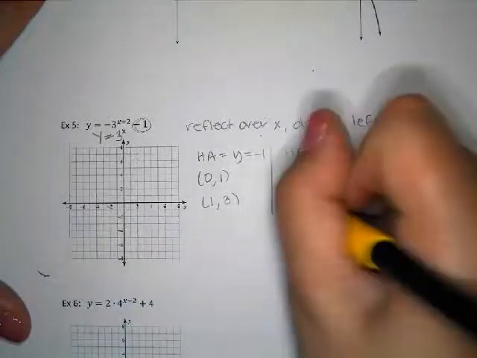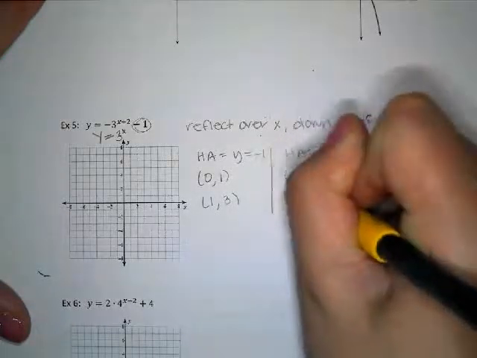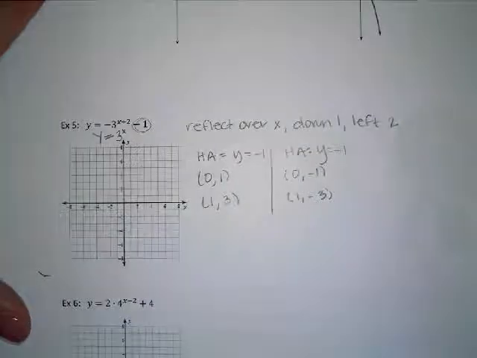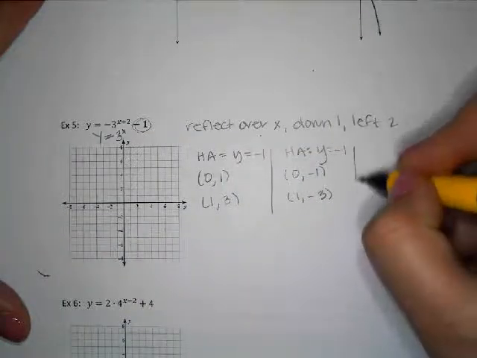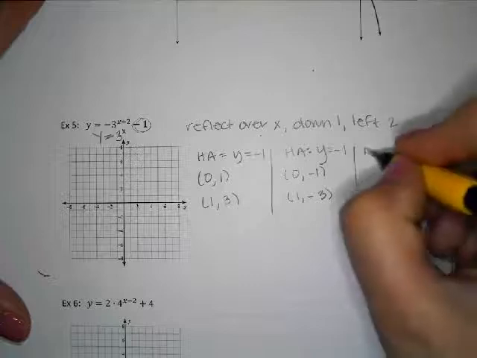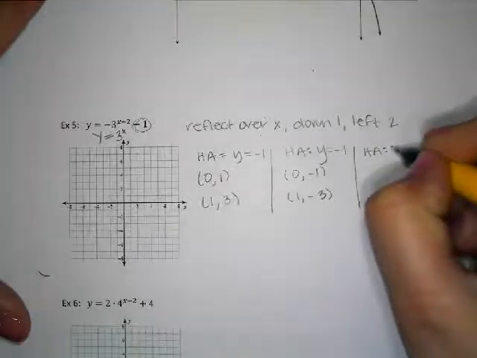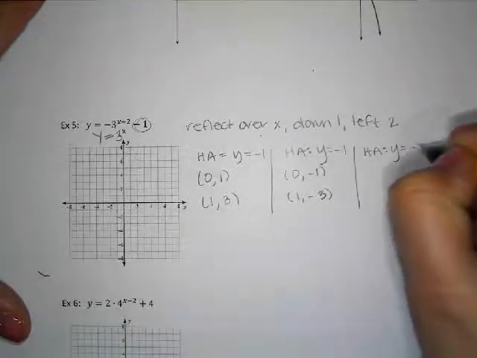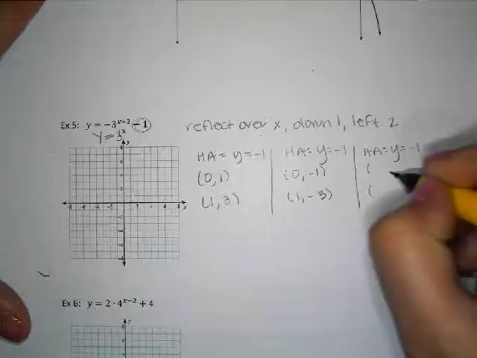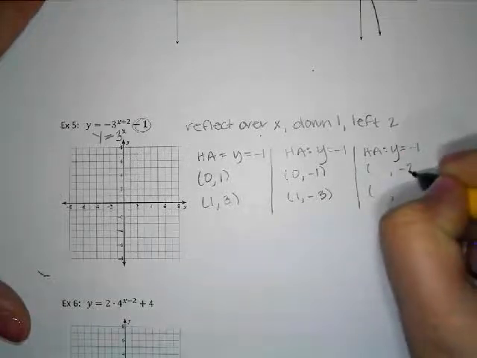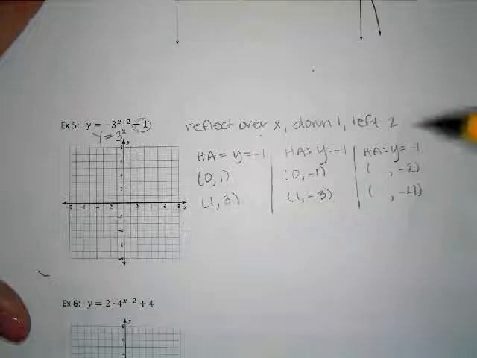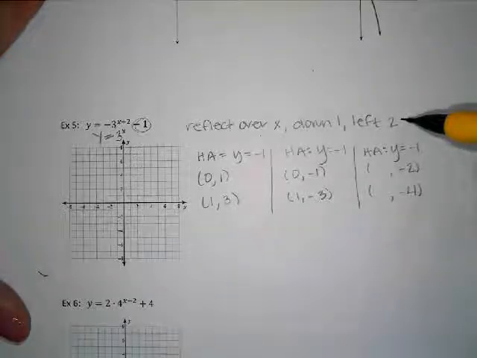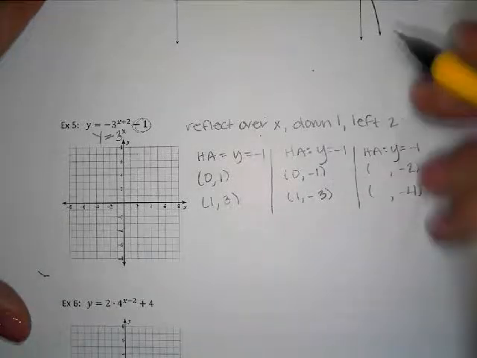Okay? And then we have to go down 1, so how do we do that? Subtract 1 from the y. So -2, -4. And then how do we go left 2? Subtract 2 from x, so -2, -1.